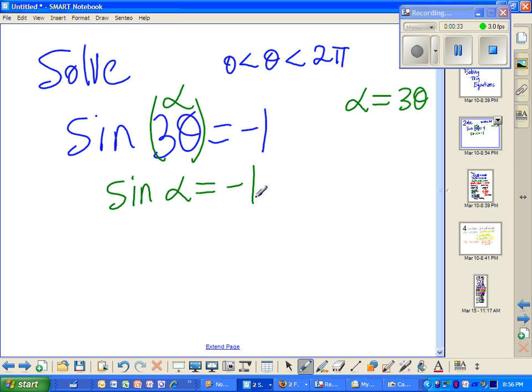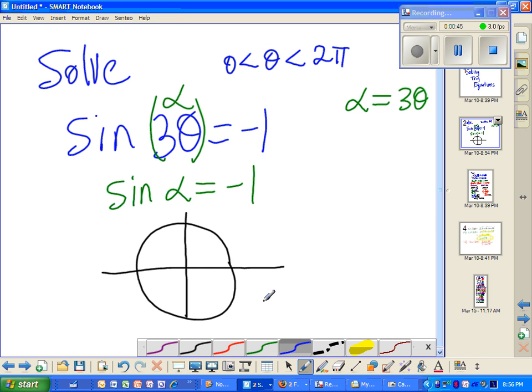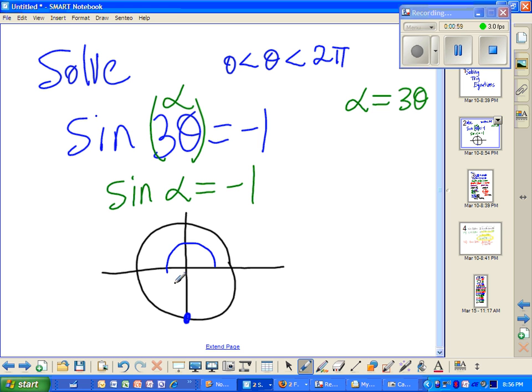Now we can solve that and work that out pretty easy, because where is sine, or the y value, -1? As we go around, the y value here is 0, y value here is 1, y value here is back to 0, and y value here is -1. So that angle right there, which is 1.5 pi, will be our answer. And that's the only place it's equal to -1 within this possible range.